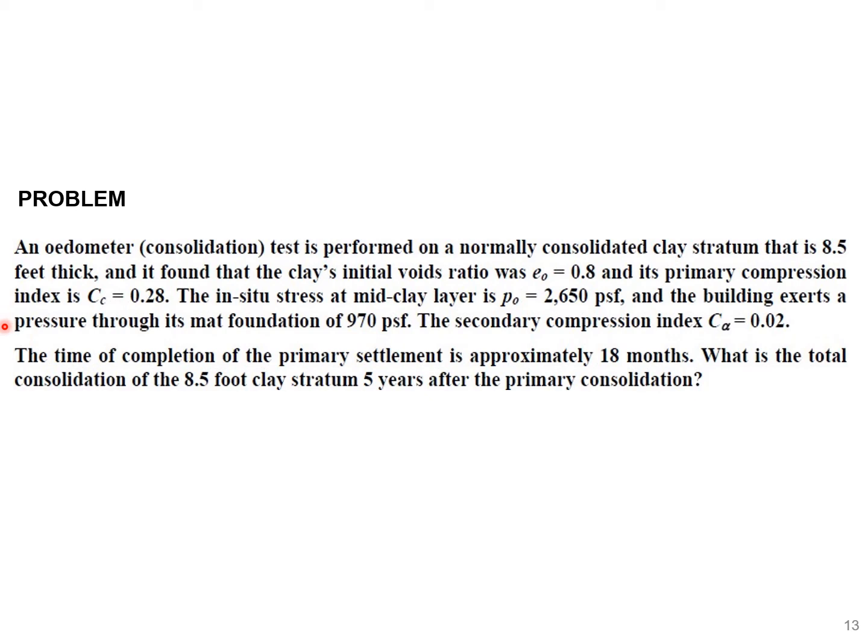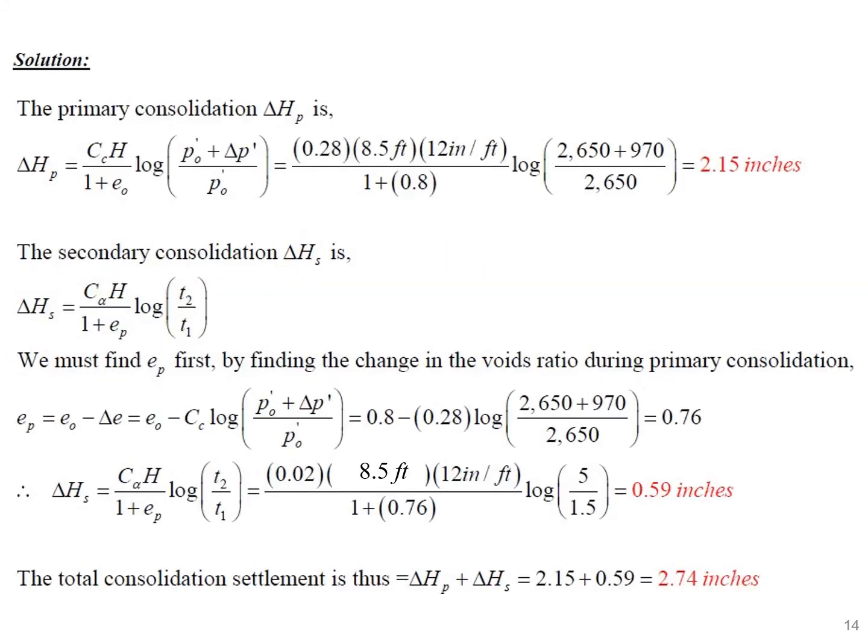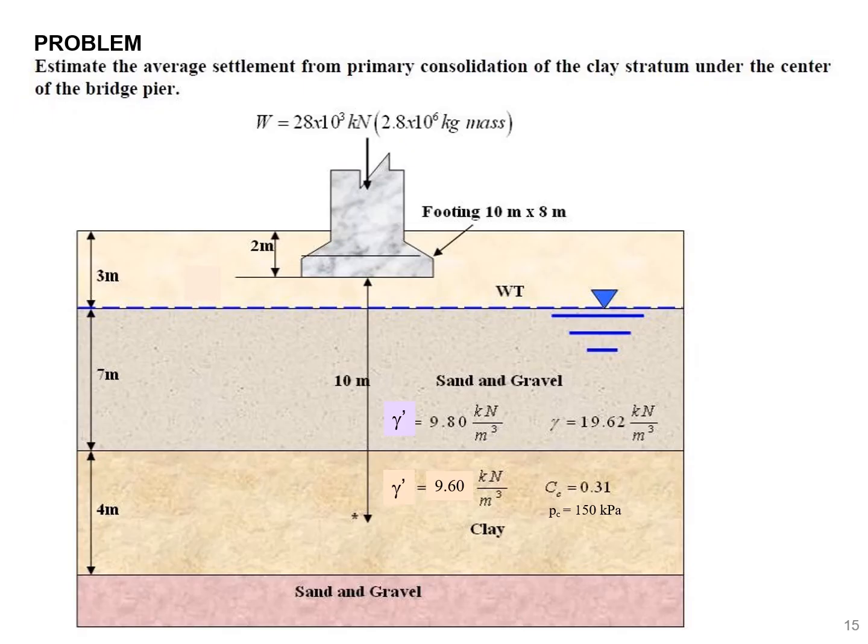The secondary compression index is C alpha, it is 0.02. The time of completion of the primary settlement is approximately 18 months. What's the total consolidation of the 8.5 foot clay stratum 5 years after the primary consolidation? So it's an interesting problem. You would find the step-by-step solution of this problem on the following slide. So you can go through this problem yourself and then look at the solution.